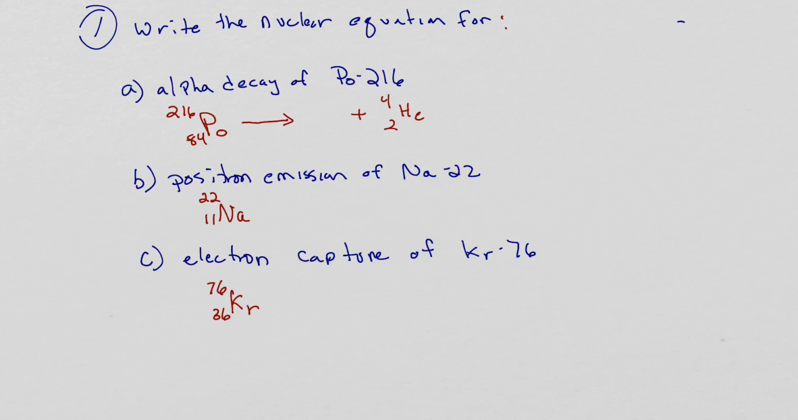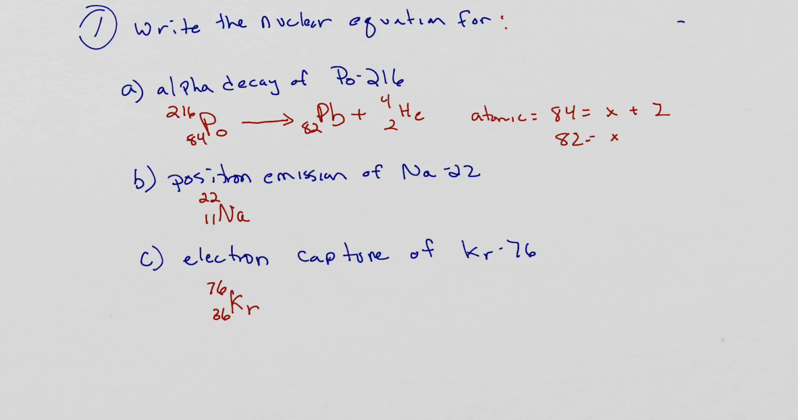So what I essentially know is that the atomic numbers give 84 equals x plus 2, right? So what that tells me is that x equals 82. So I need a nucleus that has an atomic number of 82. If I look at my periodic table, that tells me that that is lead. It's the element with an atomic number of 82.